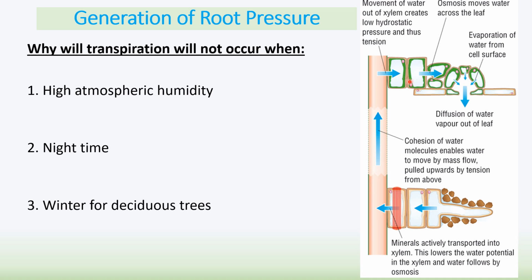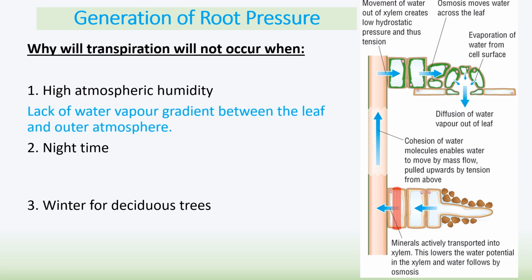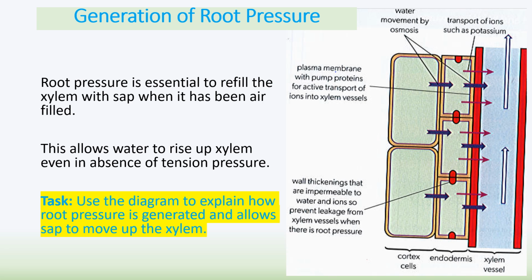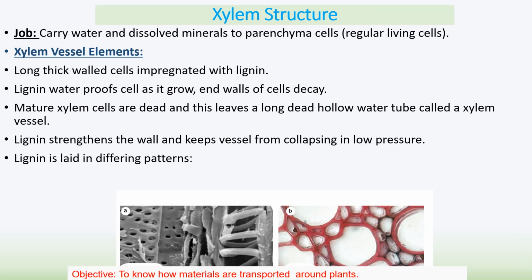Transpiration will not occur with high humidity, because that means you don't have a high concentration inside and a low concentration outside. Instead, you have a high concentration outside. At night time, these stomata are closed, and in the winter for deciduous trees, the leaves are lost, so this would be blocked off as a result. So that is a key point there. The pressure, as we said before, the root pressure, is essential. It gives high pressure, pushing water up to the leaf.